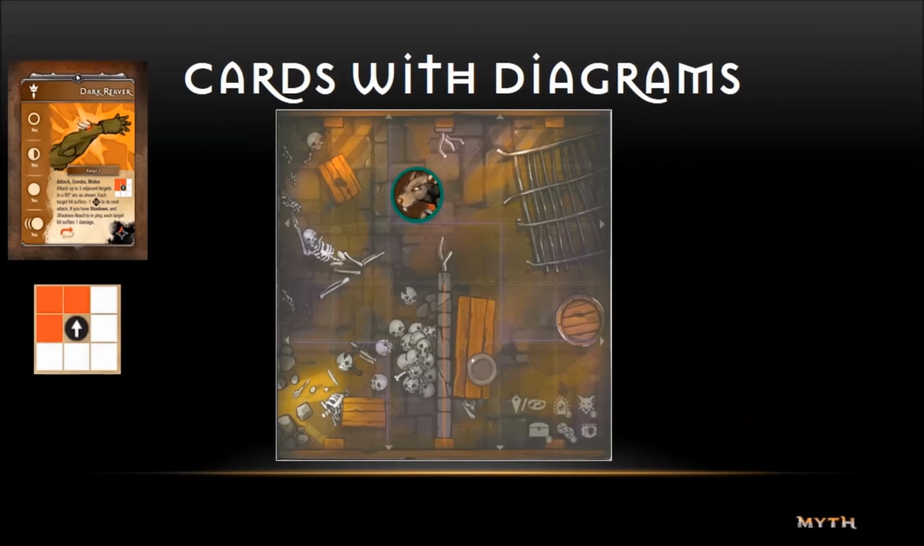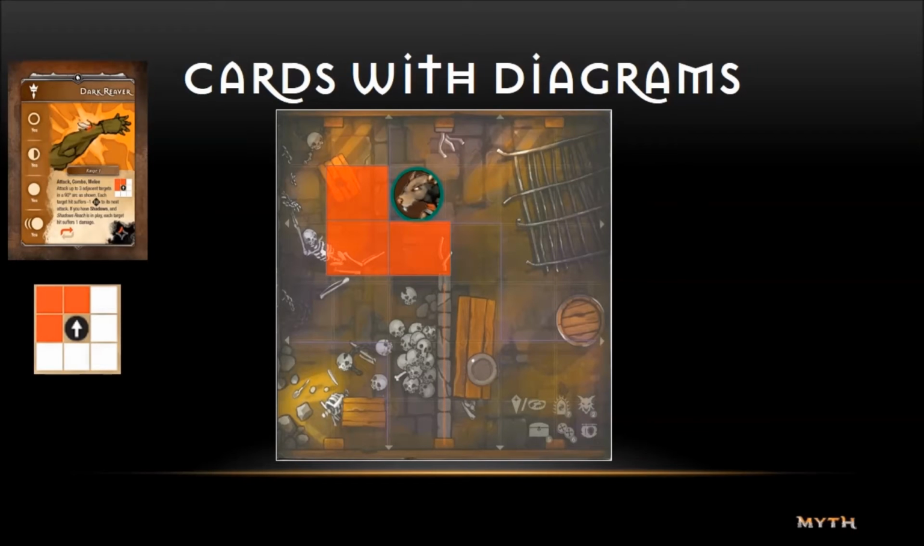Next up is Dark Reaver, and this is a fairly simple example, I believe. Again, the attack emanates from the hero itself, and there's fairly straightforward text on the card. I think this is pretty easy. It says attack up to 3 adjacent targets in a 90-degree arc as shown. Because it emanates from the hero themselves, it's just a matter of determining what 90-degree arc we're going to use. There are only 4 possibilities here. It's either upper left, upper right, or lower left.